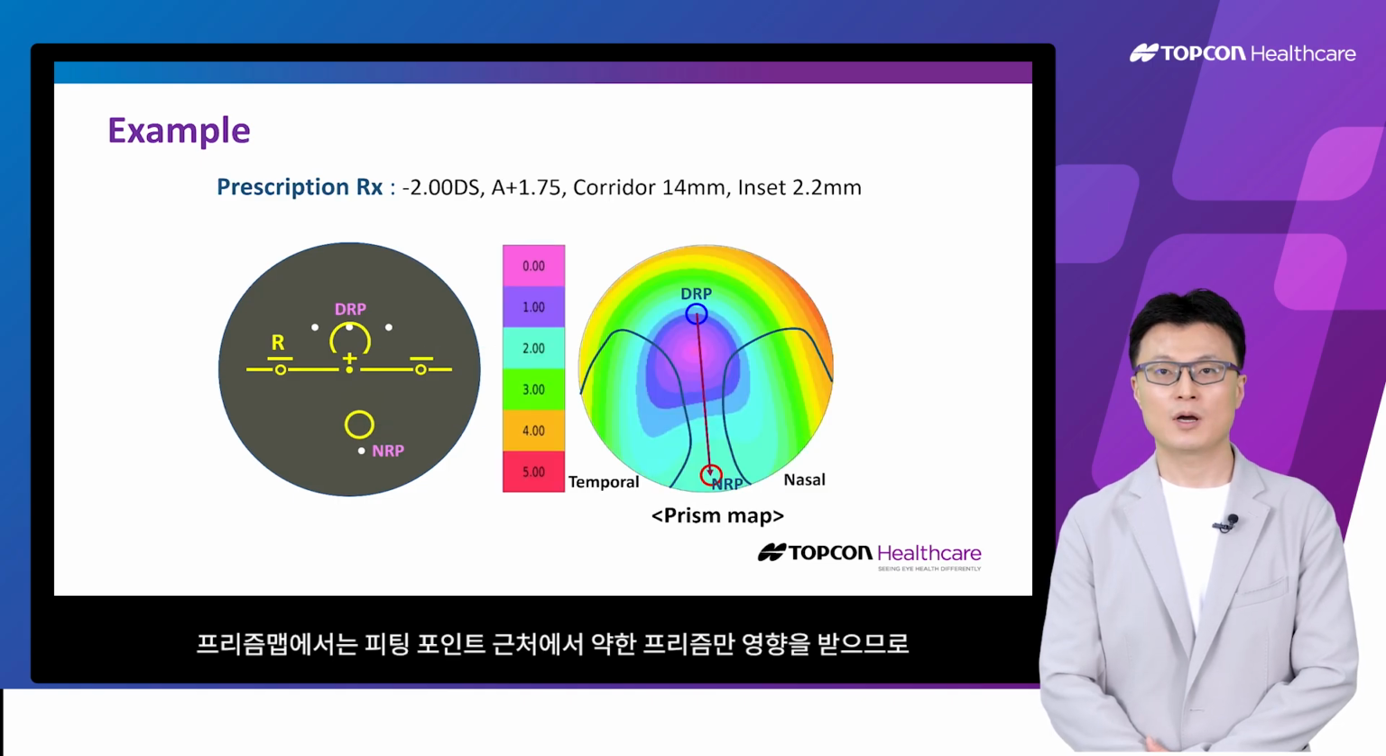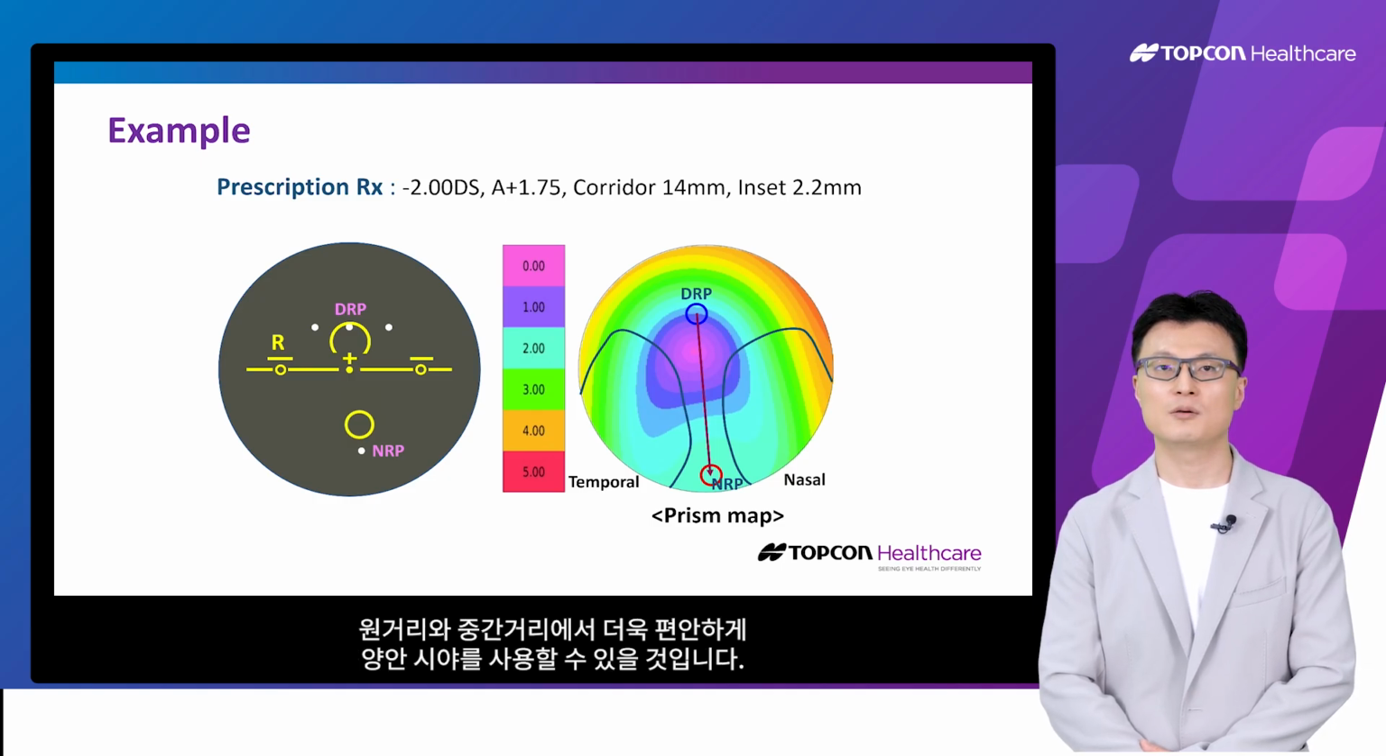In the prism map, only the weak prisms near the fitting cross are affected, so you will be able to use binocular vision more comfortably at distance and intermediate gazes.